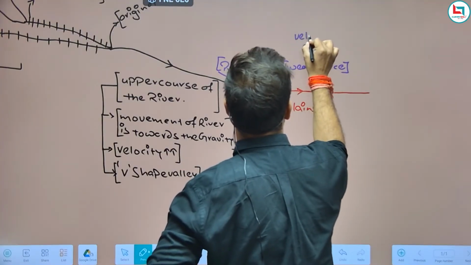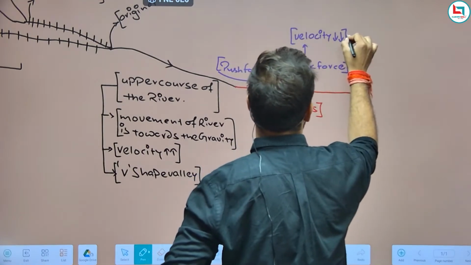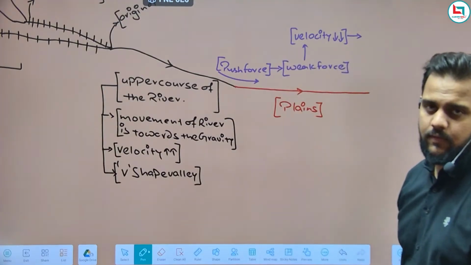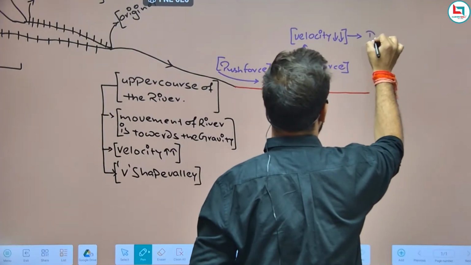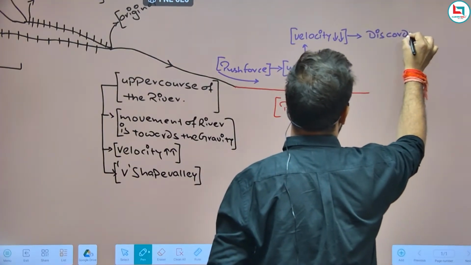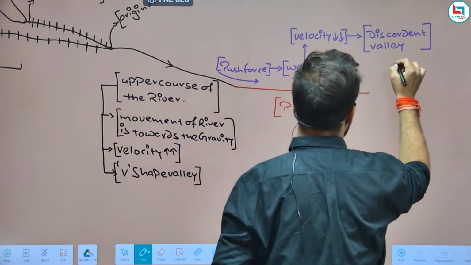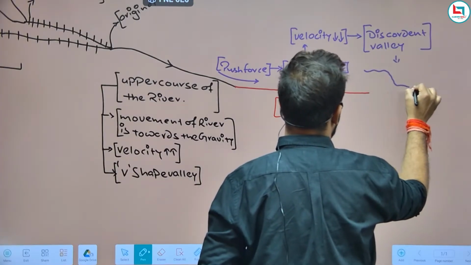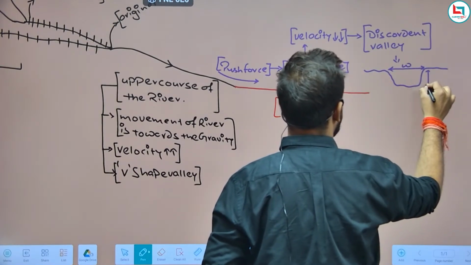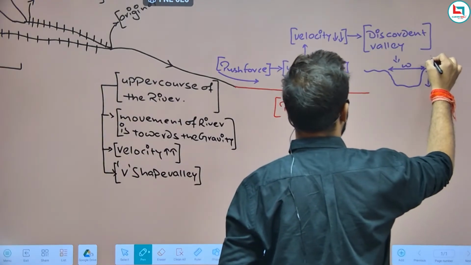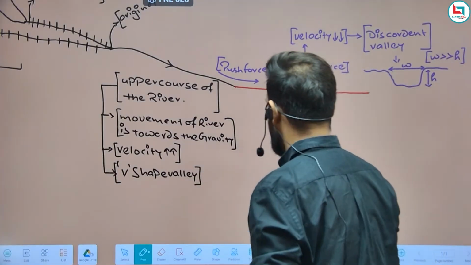When we have the low velocity, the formation of the valley will be there, and that particular valley is known as the discordant valley. How does a discordant valley look? It looks like this. This is the width and this is the height. In discordant valley, width is much more than the height.